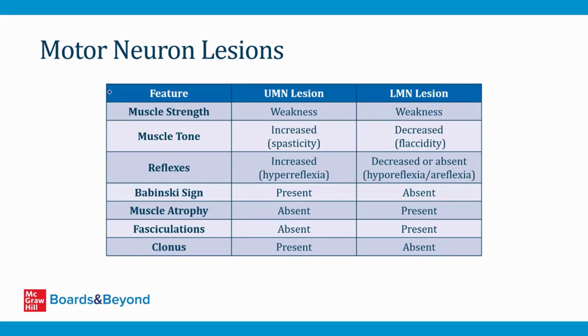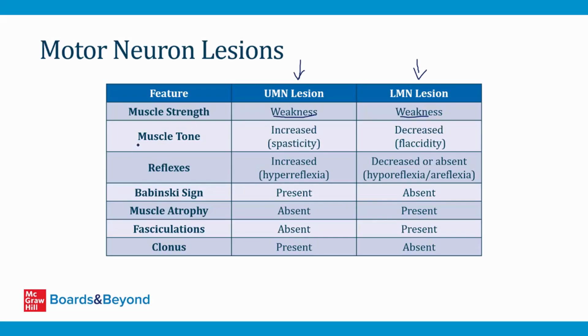It shows the different clinical features of upper motor neuron versus lower motor neuron lesions. So let's talk about that now. First of all, both types of lesions cause muscle weakness, so that doesn't help you distinguish one from another, but it's the characteristics of that weakness that let you know whether it's an upper or lower motor neuron problem.